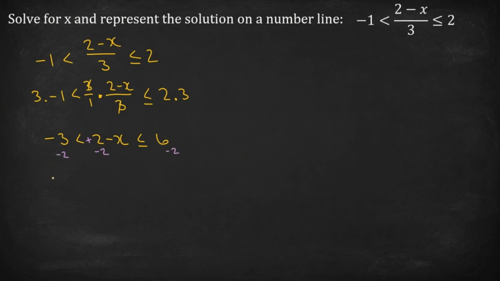So that gives us negative 5, and then the sign, then we've got negative x, and 6 minus 2 is 4. Okay, now we are nearly done, but x is still not on its own. We still need to deal with this negative sign.